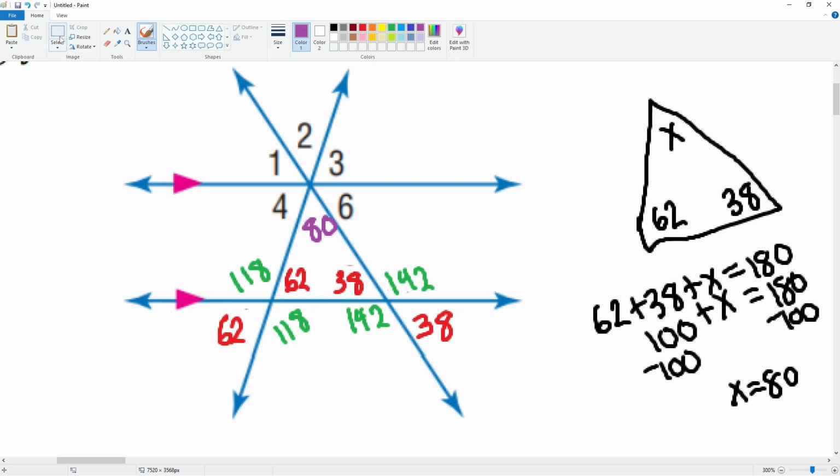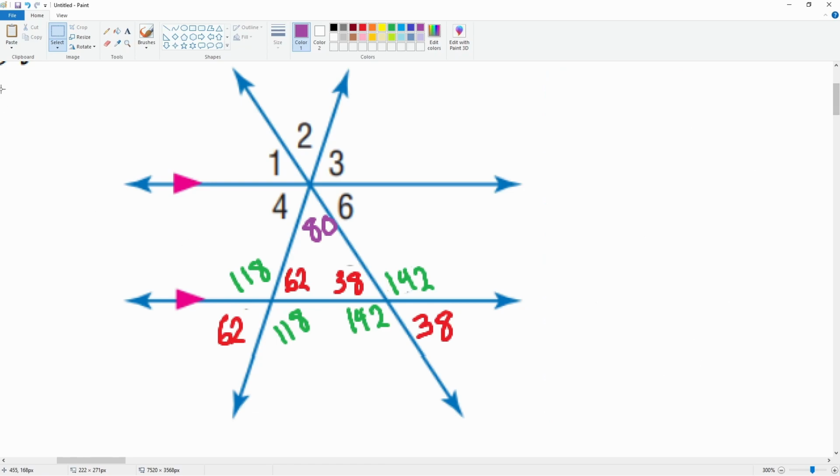Okay. I'm going to clean this up for you. So we use the total sum inside a triangle is 180 degrees. Then we can actually get vertical angles here. Do you see that? There you go. So if this is 80, its reflection is also 80. Now, we want to look at what angles we can get here.